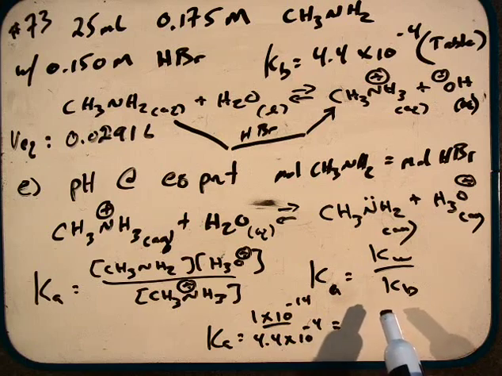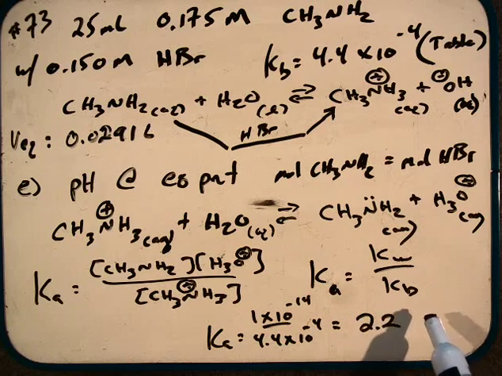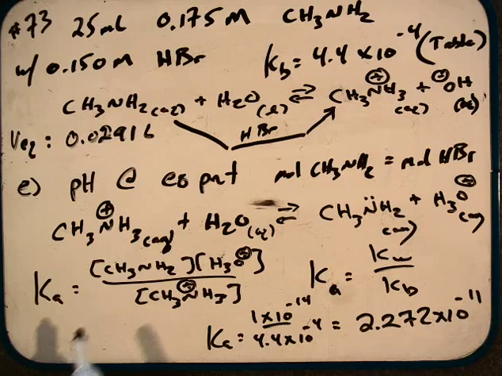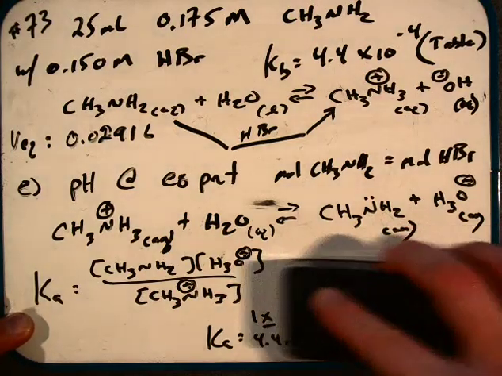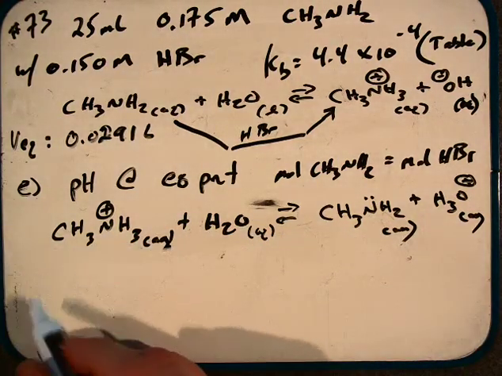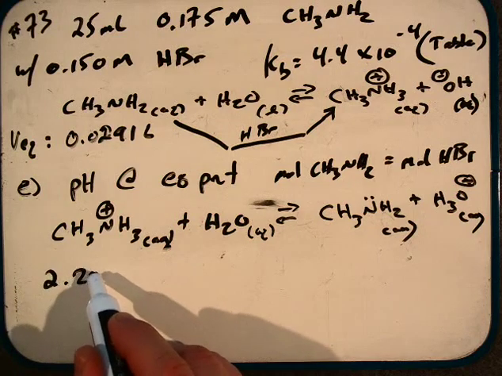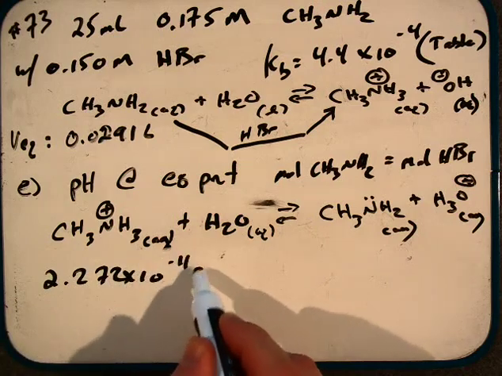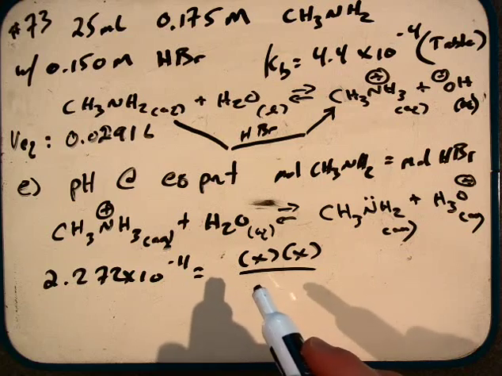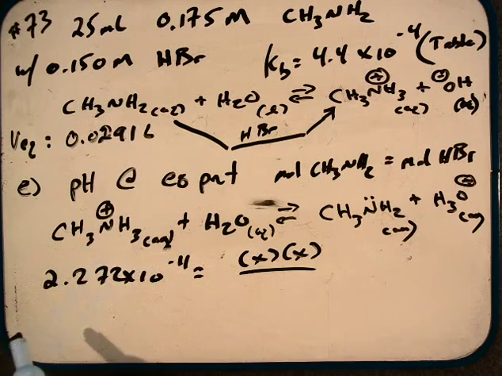to give us a new value of 2.272 times 10 to the negative 11th for our Ka for this equilibrium. Again, we kind of have the same thing with our ice table. I'm not going to go through the ice table, but if we use it, we should be able to come to this equation. Our Ka is going to be equal to essentially x squared over our initial concentration of our methyl ammonium. So we need to detail that concentration.